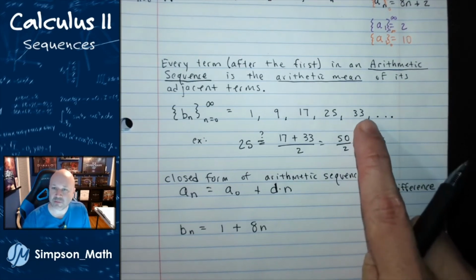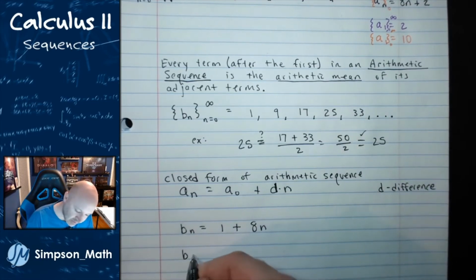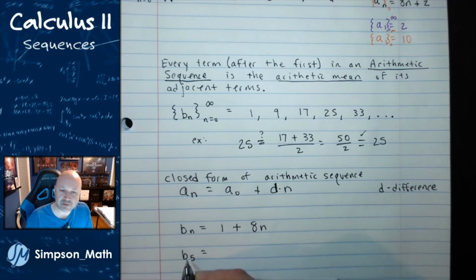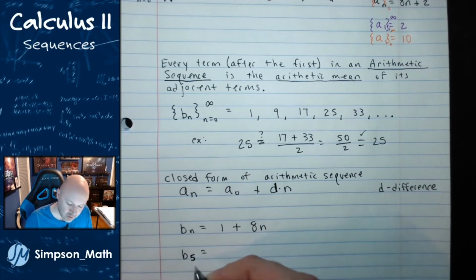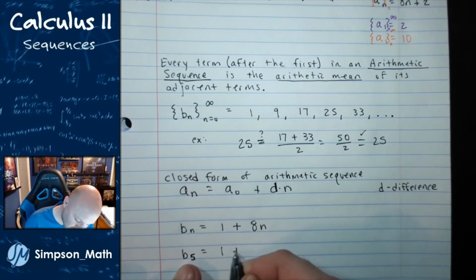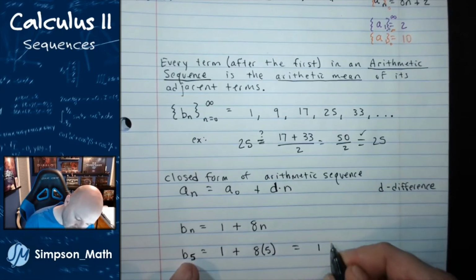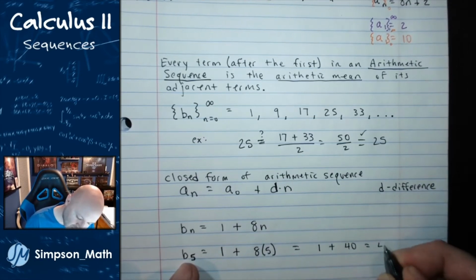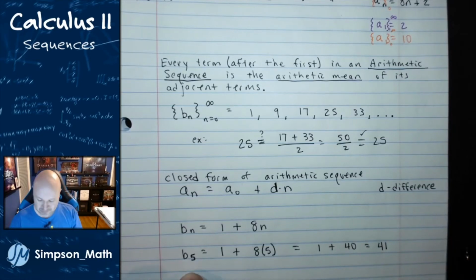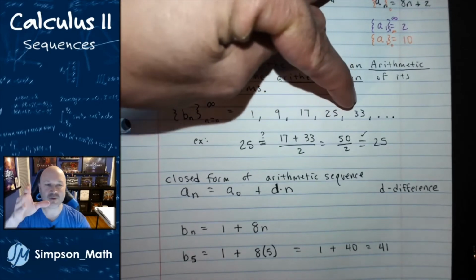Let's just confirm this. I want to find the fifth term. Does it really equal 33? The fifth term of the sequence b, or actually, that's technically not the fifth term, but let's find b sub 5 here. That just means we take 1 plus 8 times 5. 1 plus 40 is 41. Oh yeah, look what happened there. 1, 2, 3, 4, 5. I got confused, so I'm sure you are too.